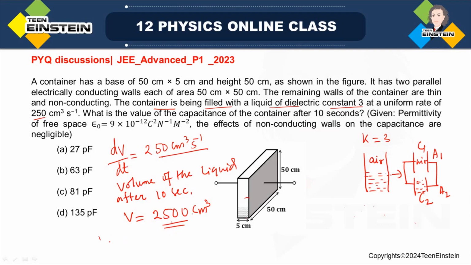We know volume means thickness D, then length or breadth, and height. So we know these two, and then I can find out this one. H1 will be the height filled with the liquid, and then you will get this much area. So let us find out the height.